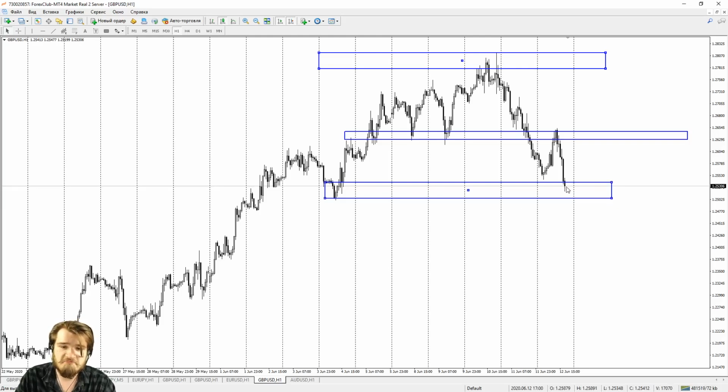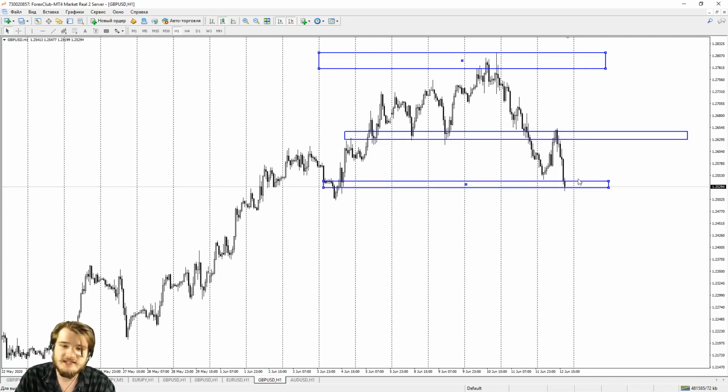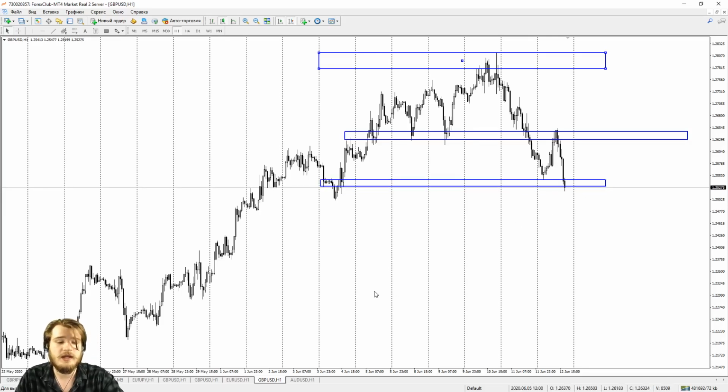And here, I mean, if you take into consideration the current price, maybe it's okay. I'd take this wick just because we don't know what's going to happen here. So let's just use it like that. Okay, now let's move on to Aussie dollar.